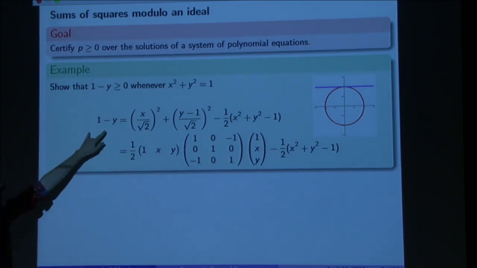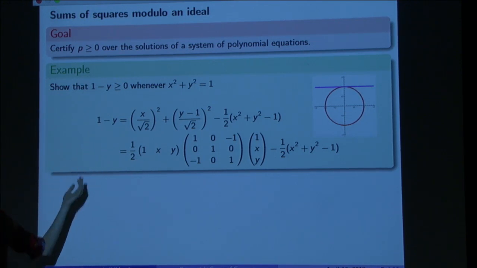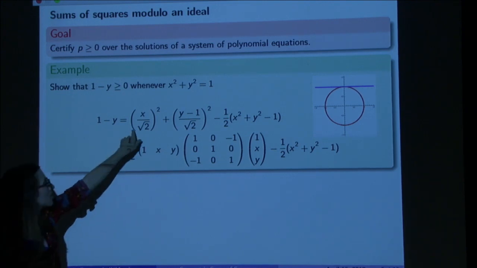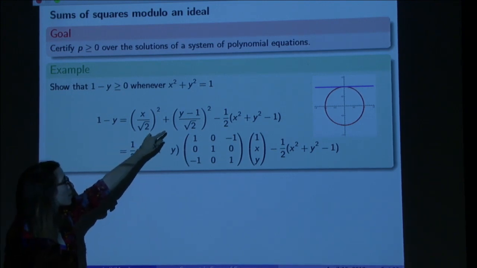So I could try to write 1 minus y as a sum of squares, but I shouldn't succeed, right? Because 1 minus y is not greater or equal to 0 everywhere. So I write it partially, but then I'm off a little bit.